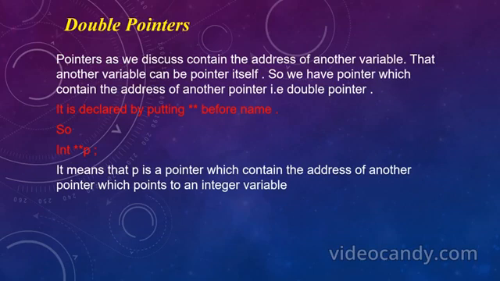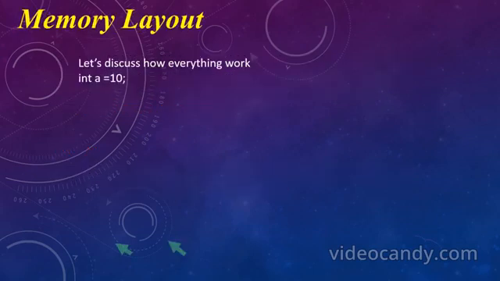While declaring a double pointer, we put two asterisks before the name. For example, int **p. What does it mean? Pay attention here. It means that p is a pointer which contains the address of another pointer which points to an integer value. Why integer value? Because it's written as an integer pointer. So let's discuss the memory layout. You will have more clarity on this.